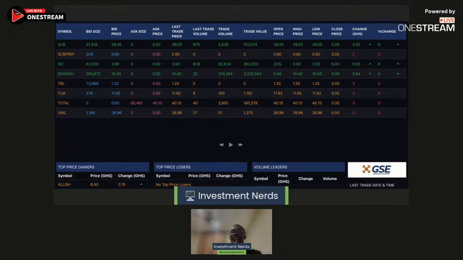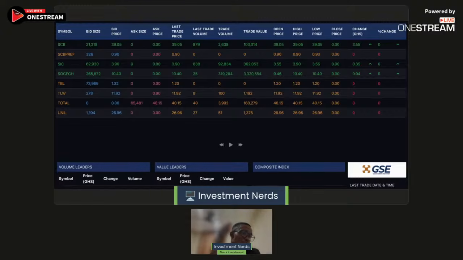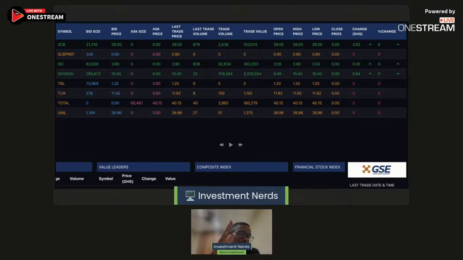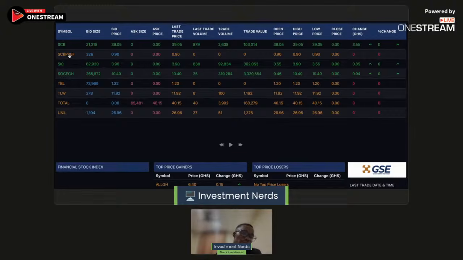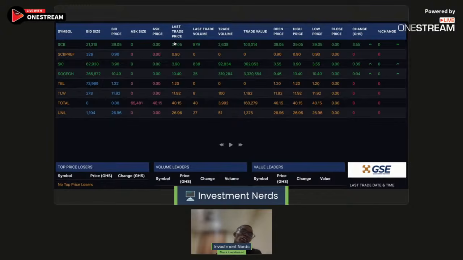When we say preferred, usually when it is time to pay dividends, they will pay the preferred people first before the common people. The common people, you are not VIP. This is mainly designed for, because there's not a lot of people investing in the preferred stock, it's not as volatile as the common stock. Are you getting it? This preferred stock is even selling at 90 cedis, while the common stock is 39. Are you getting it?